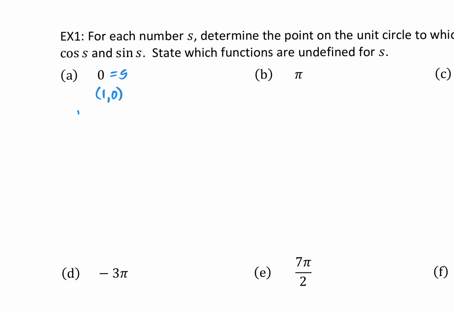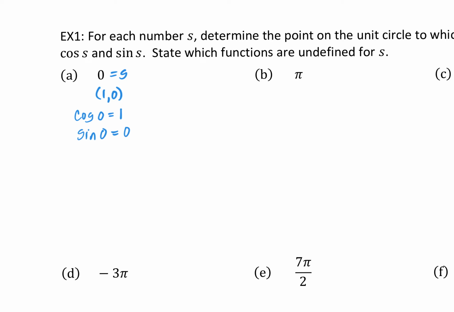So our cosine of S, in this case our S is 0, cosine is going to be the x value of 1, and sine of 0 is going to be the y value of 0. So we found cosine of 0 and sine of 0.